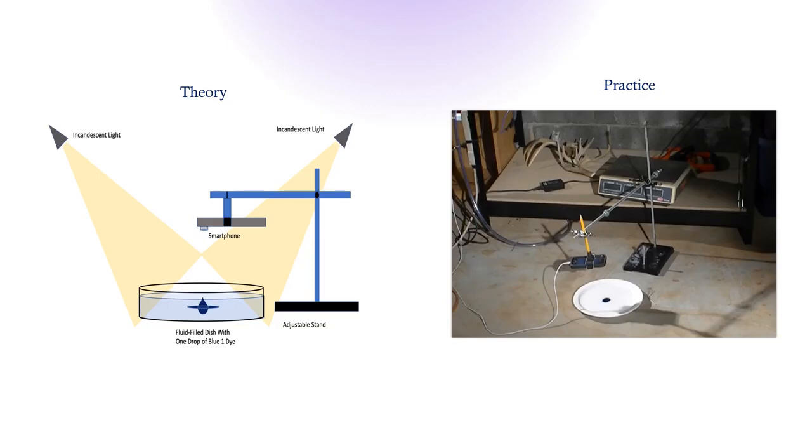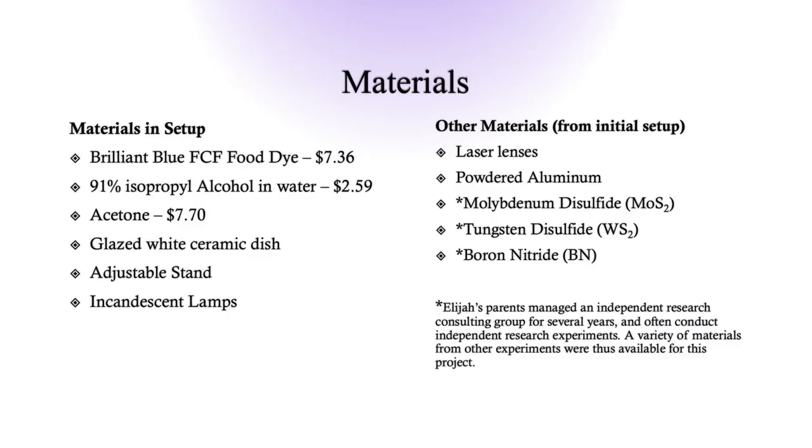When the fluid media was added to the dish, it was allowed to sit for a while so that it could settle and reduce initial current. Finally, we dropped the dye from within 1 centimeter of the surface of the fluid to minimize the mechanical energy transmitted into the system. Shown on the left are the materials we used in our final setup. Our Brownian particles were the Brilliant Blue FCF food dye. We used water, 91% isopropyl alcohol, and acetone as our 3 fluid media.